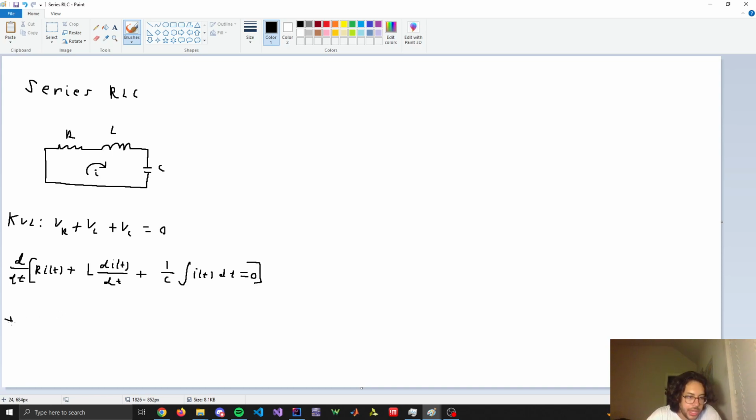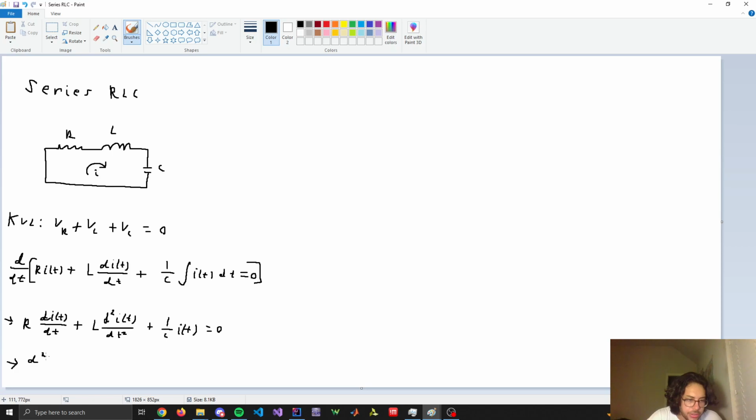Just like this. So doing that, I'll get R times di over dt plus L. Now we take the derivative of the derivatives, we get the second derivative of the current, plus, well, derivative of the integral, that's just the function itself, plus 1 over C times i equals 0. And so I'll do a little bit of rearranging.